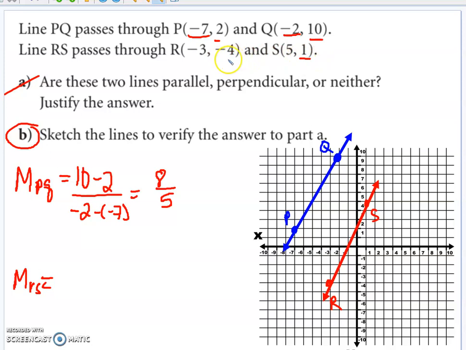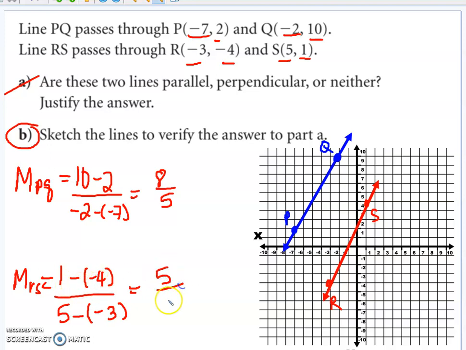So for RS, we'll do y2 minus y1, and we'll do x2 minus x1. So this is going to give us 1 minus -4, so that's 5, and this is going to give us 8. And although this looks as though it may be perpendicular, we do need to remember, yes, this is the reciprocal of one another, but it's not the negative reciprocal. There's not a negative sign here.